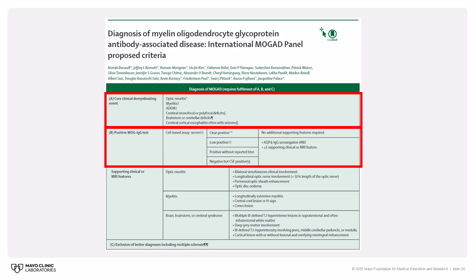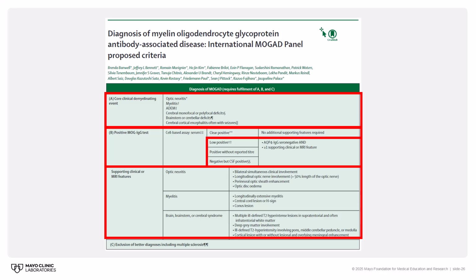You then had to have a positive antibody test, and we'll talk about the MOG antibodies a little bit. So if you have a high positive result, you don't need anything additional. But if you have a low positive result or you're positive in spinal fluid, you need to be negative for the aquaporin 4 and you need some additional supporting features. And these are outlined down here, where you might need bilateral involvement, longitudinally extensive optic nerve lesion, optic disc edema, long lesions within the spinal cord, conus involvement, H sign on axial images, and other brain features. And then finally, you need to exclude better diagnoses, including multiple sclerosis.